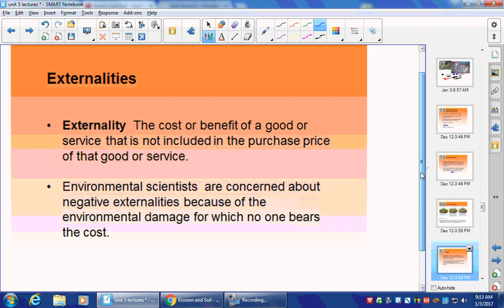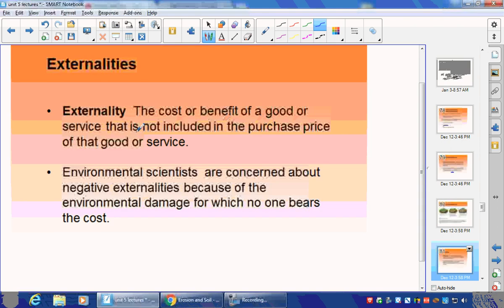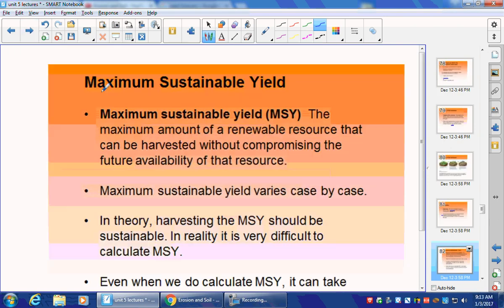The externalities: cost or benefit of a good or service that is not included in the purchase. So this is not factored in, right? Environmental scientists are concerned about negative externalities. Why would we be concerned about positive externalities, right? We're not really concerned, but it is nice when we see an unintended good consequence, right? Because that informs us as to how to shape policies in the future for land use.